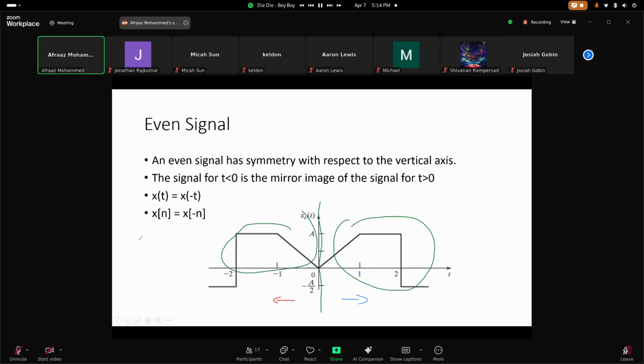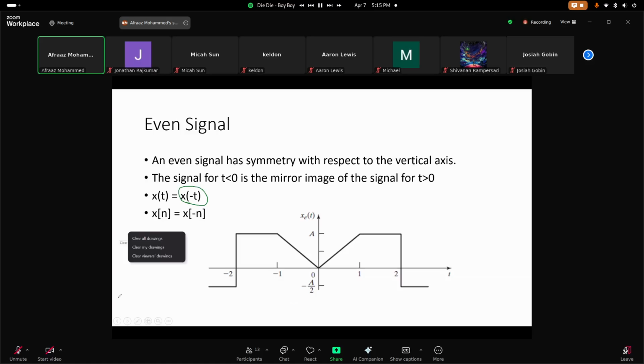So mathematically, for continuous time, an even signal satisfies x of t equals x of minus t. Remember, x of minus t is a time reversal, so if you do a time reversal, it's going to be a mirror image on the vertical axis. In terms of a discrete time signal, it would be represented like this: x of n is equal to x of minus n.